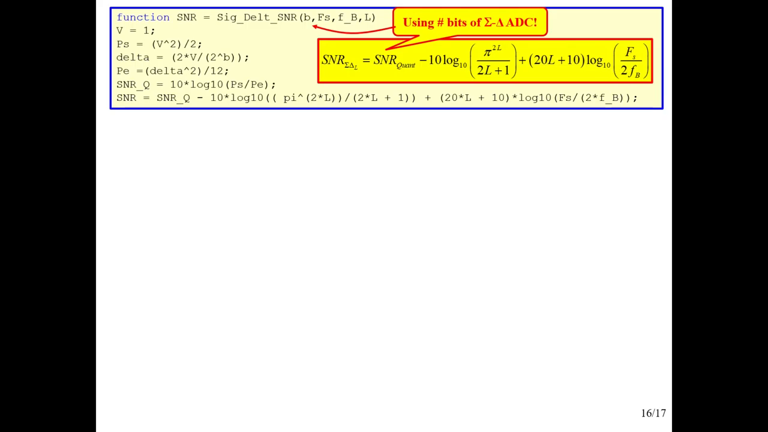That's the question. So I wrote a little MATLAB function where I could put in variables here. So I could put in B values. I could put in a vector with Fs values in it. I could put in F, that's a frequency range to plot. I'm sorry, that's Fb, that's the band of the audio, and I can put in the order of the filter or of the sigma delta, and I just compute the SNR over a range of Fs values.